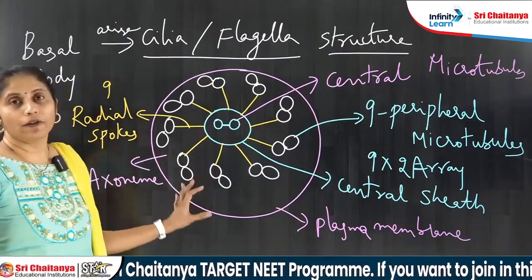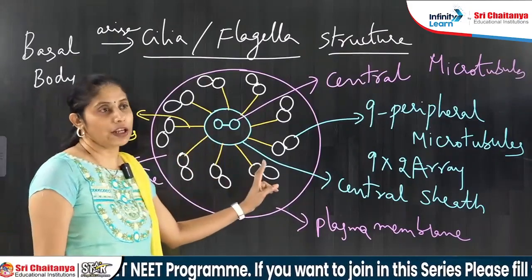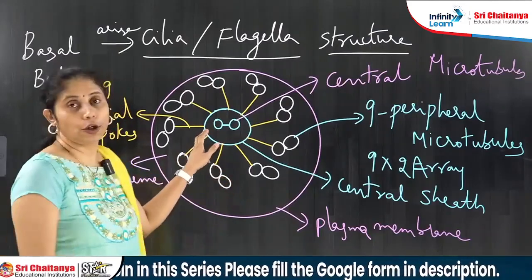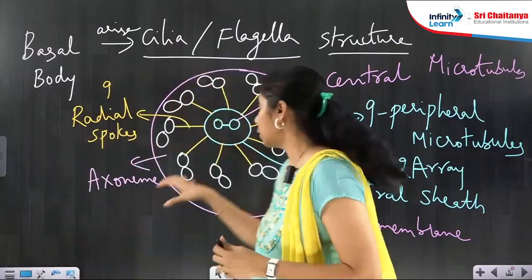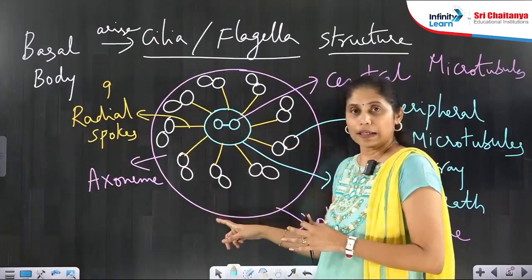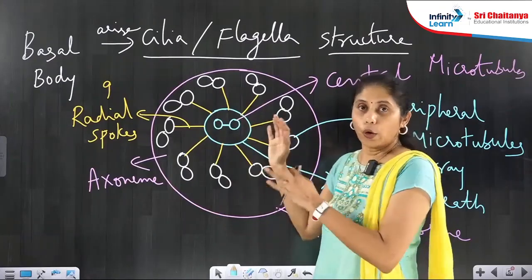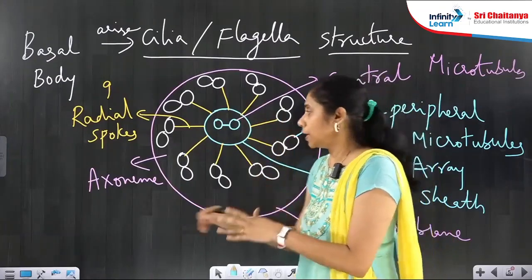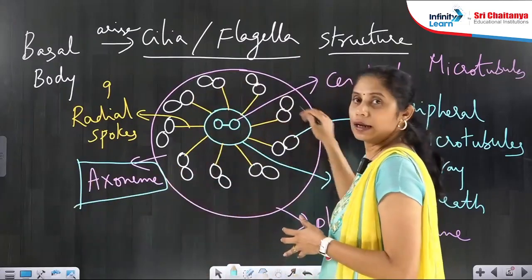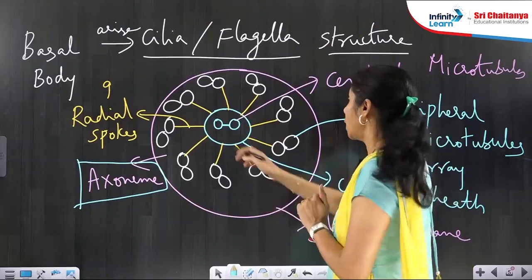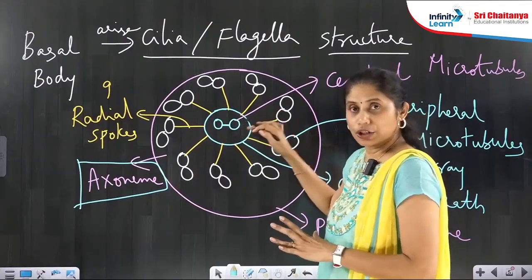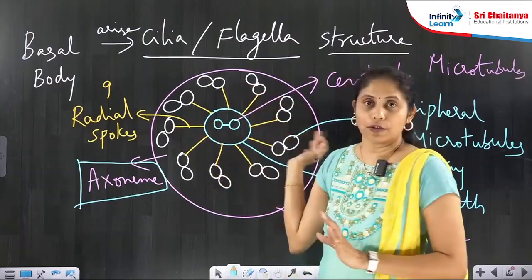So, each cilium or flagellum will have a 9+2 arrangement, where 9 doublets, called peripheral tubules, are there, and in the center 2 microtubules, called central tubules. The total part inside the plasma membrane, the core of the cilia or flagellum, is called the axoneme. And that axoneme is made up of 9 doublets of peripheral microtubules and 2 central microtubules.